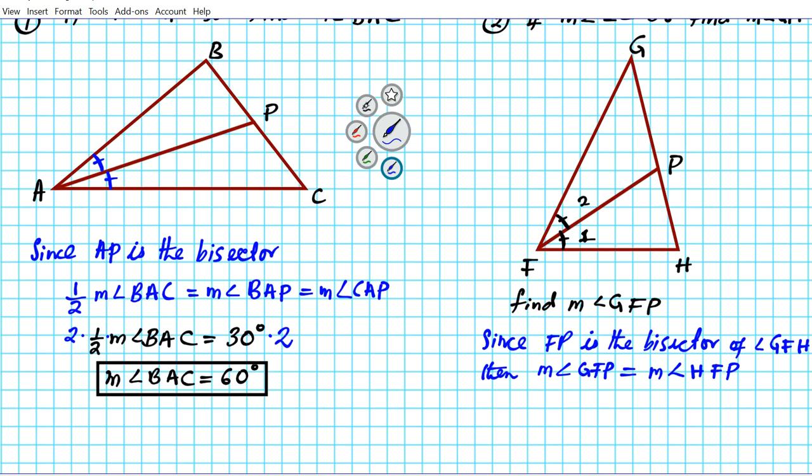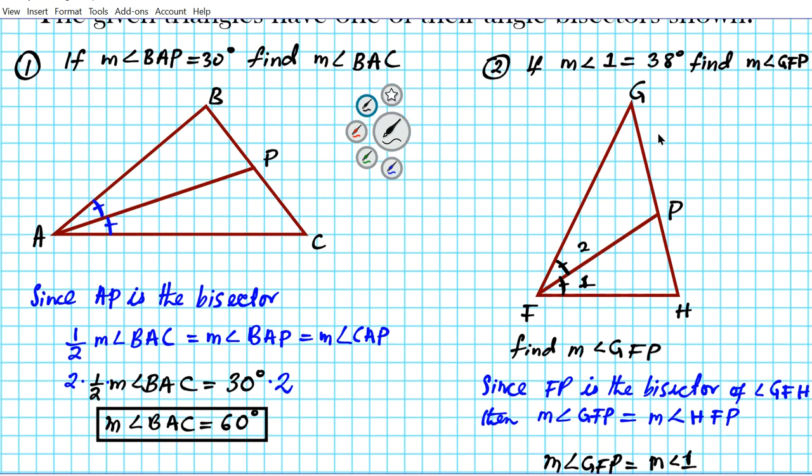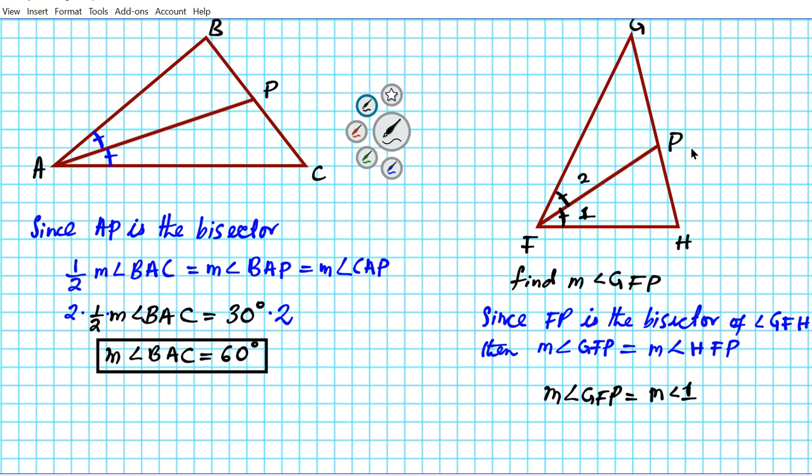Let's substitute and solve here. The measure of angle GFP is what we're looking for. And the measure of angle HFP is just 1, right? That's the measure of angle 1, and we're told earlier that the measure of angle 1 is 38 degrees. So we can substitute that in there. The measure of angle GFP is equal to 38 degrees.